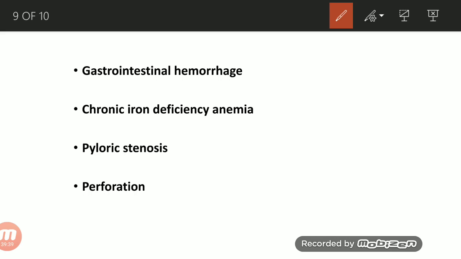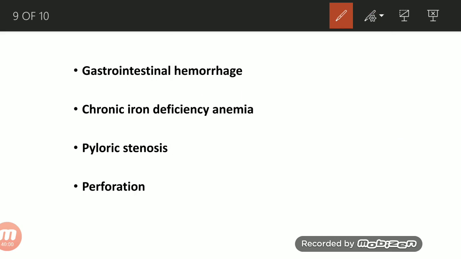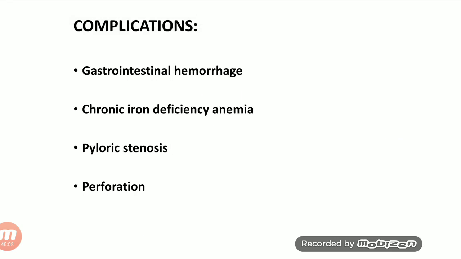And lastly, you have perforation. Perforations are holes which occur in the walls of your gastrointestinal tract. Perforation is an acute emergency case which has to be treated as soon as possible in case of peptic ulcer. So these are your complications in relationship to peptic ulcer.